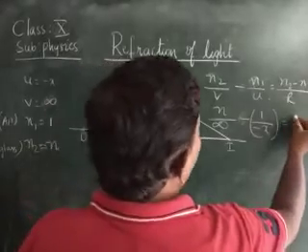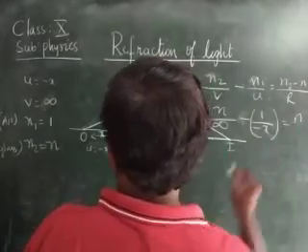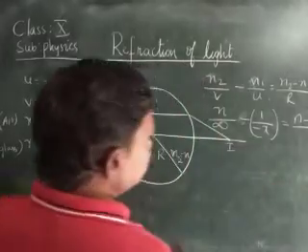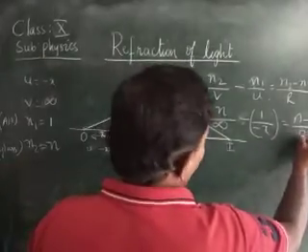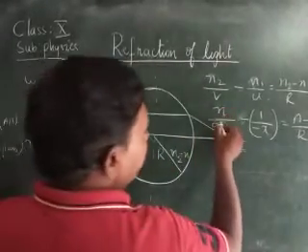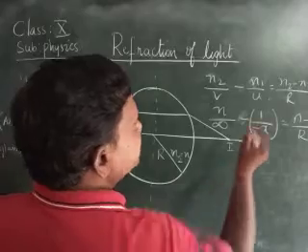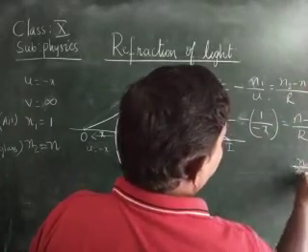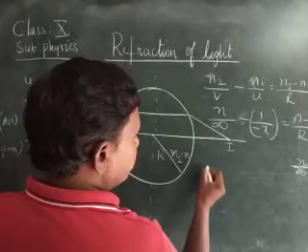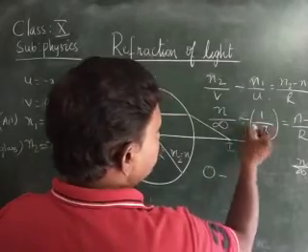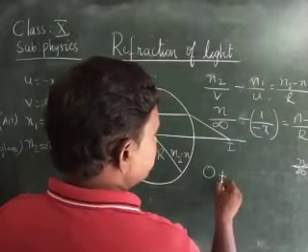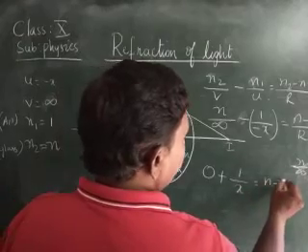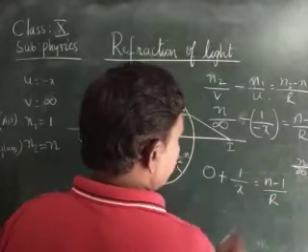What is n2 here? n2 is n. What is n1 here? 1. What is the radius of curvature? R. Okay children, therefore anything by infinity is 0. Anything by infinity is 0. Therefore 0 minus of minus is plus. Okay, 1 by x is equal to n minus 1 by r.